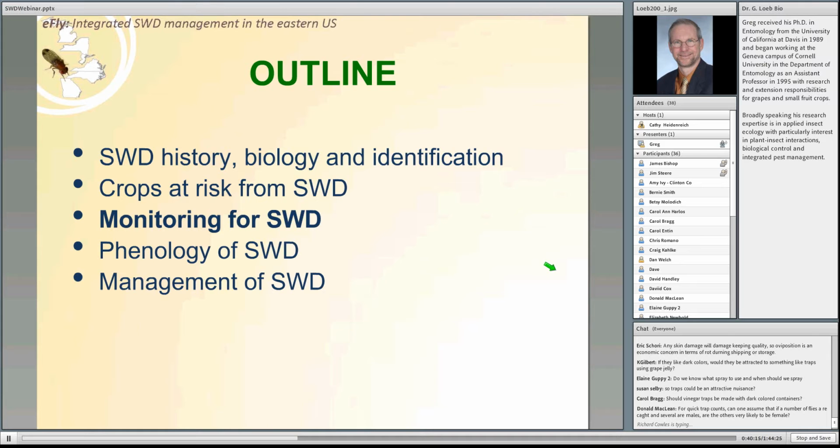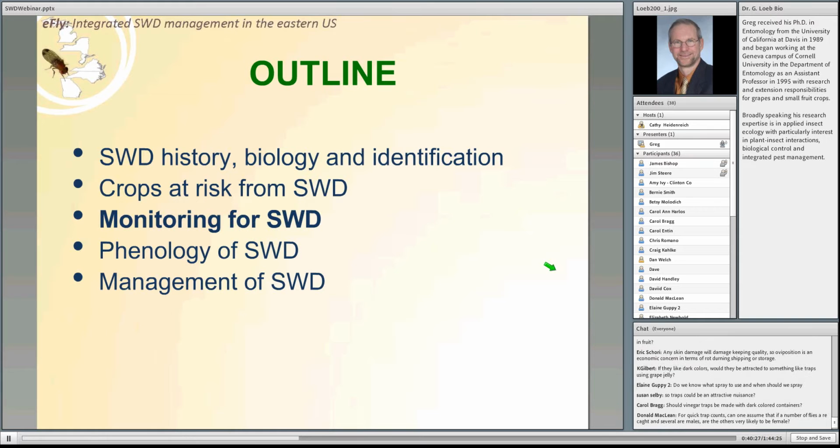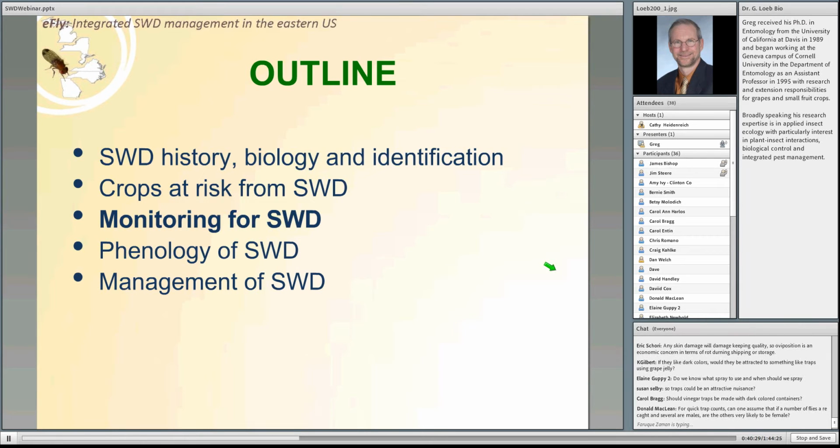Rufus Isaac at Michigan State did some work on this, and at least during the season, there's a pretty good 50-50 relationship. So if you're getting 5 or 10 males on that trap, you're probably also getting 5 or 10 females. There is some suggestion that the females might show up a little bit earlier than the males at the onset of a colonization and infestation period, so it's possible that by only looking for males you might miss the initial start of that, but I think this is something we need a little bit more data on.